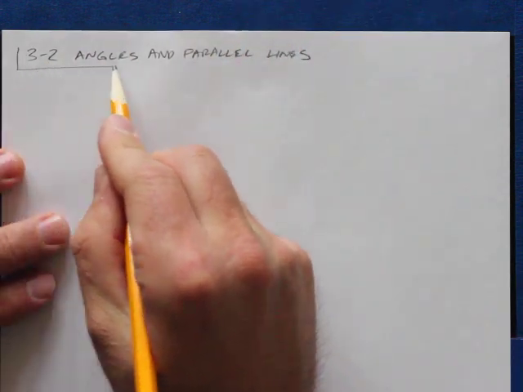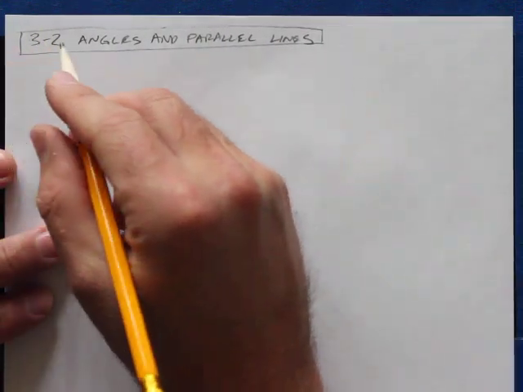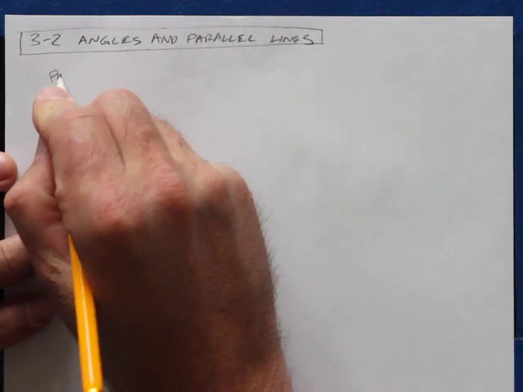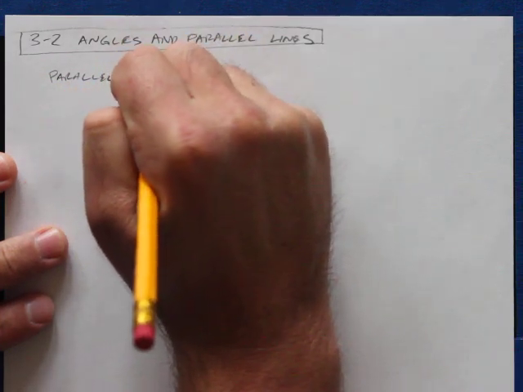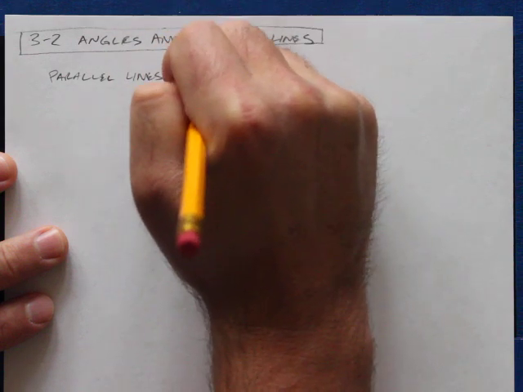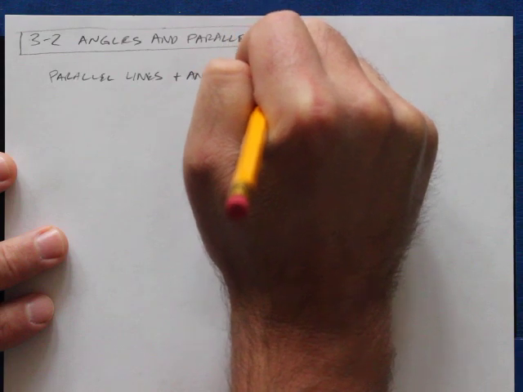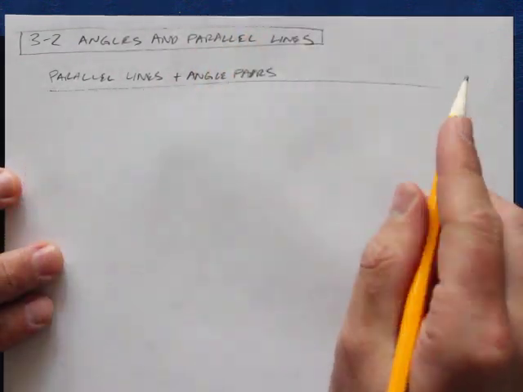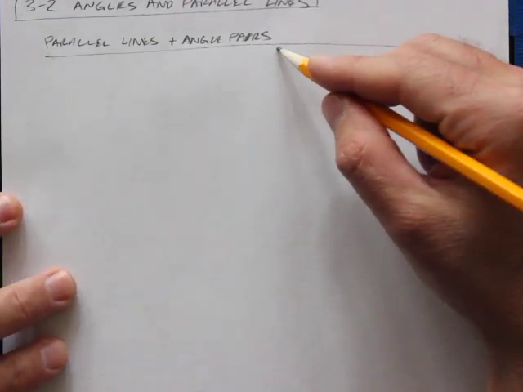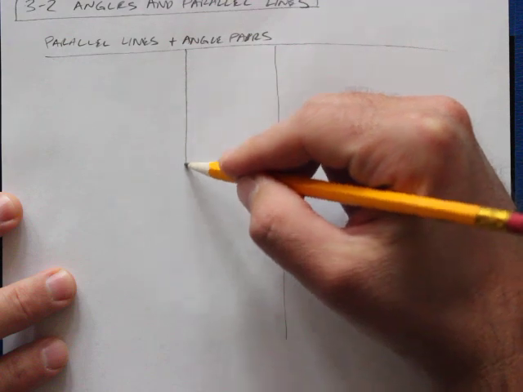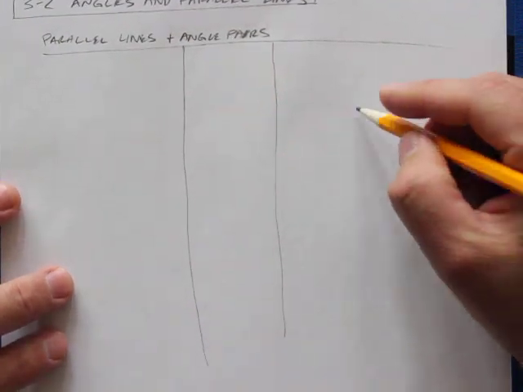So we're going to draw something very similar to what we drew in 3-1. We're going to have a chart that is parallel lines and angle pairs. And we are going to draw something over here. Let's go like this. And let's draw our graphic here first.